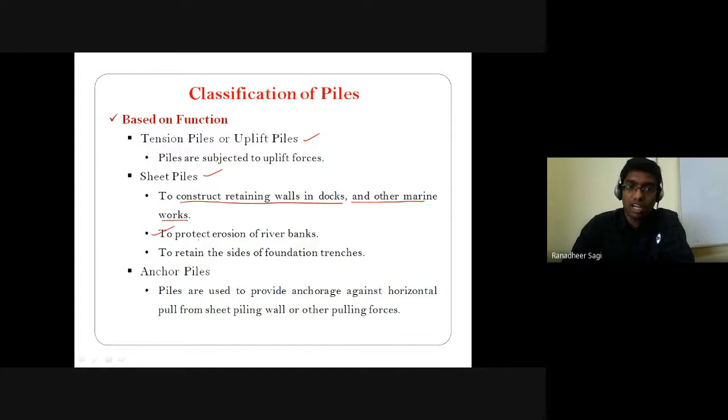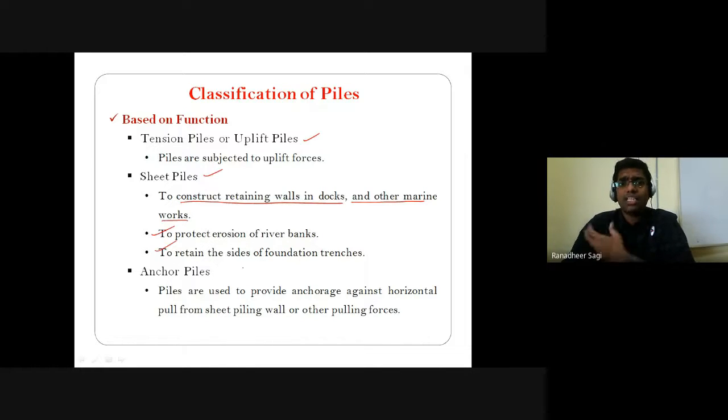And these sheet piles can also be used to prevent the erosion of river banks. It need not be only along river banks; it can be anywhere you have water bodies available. So to prevent the erosion of that soil bed, you can drive these sheets into the ground adjacent to the river bank, wherever the water is in contact, to prevent the erosion of the soil adjacent to the water body.